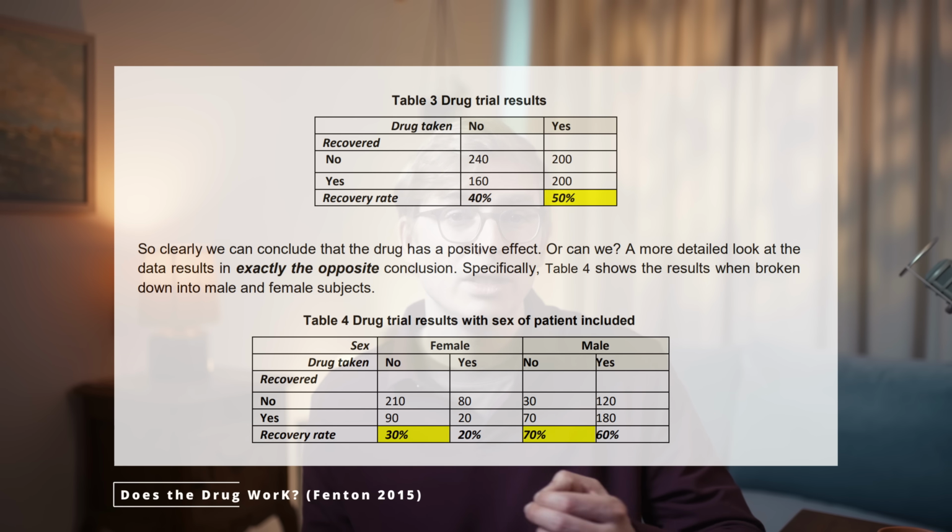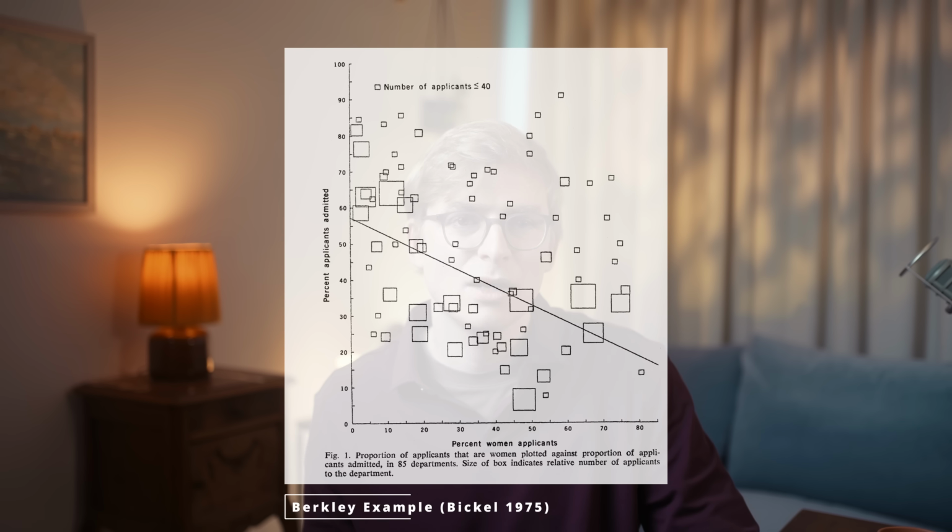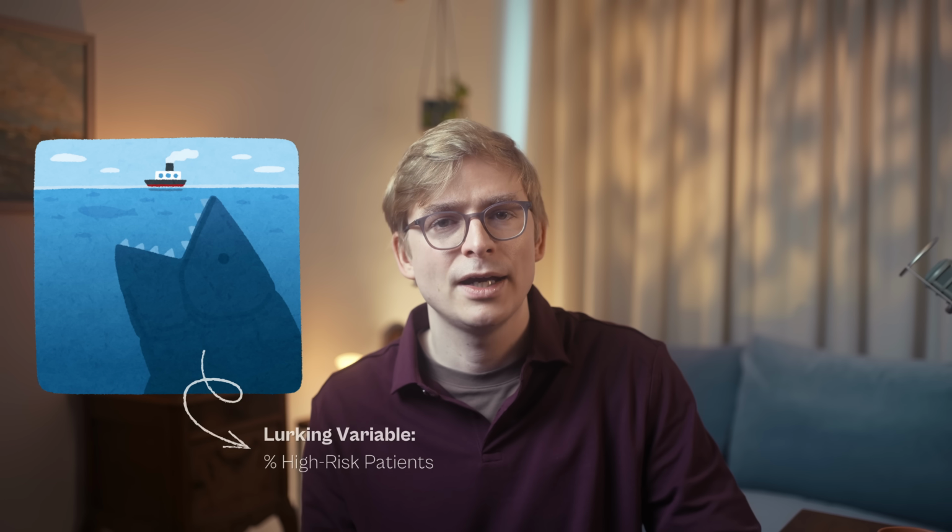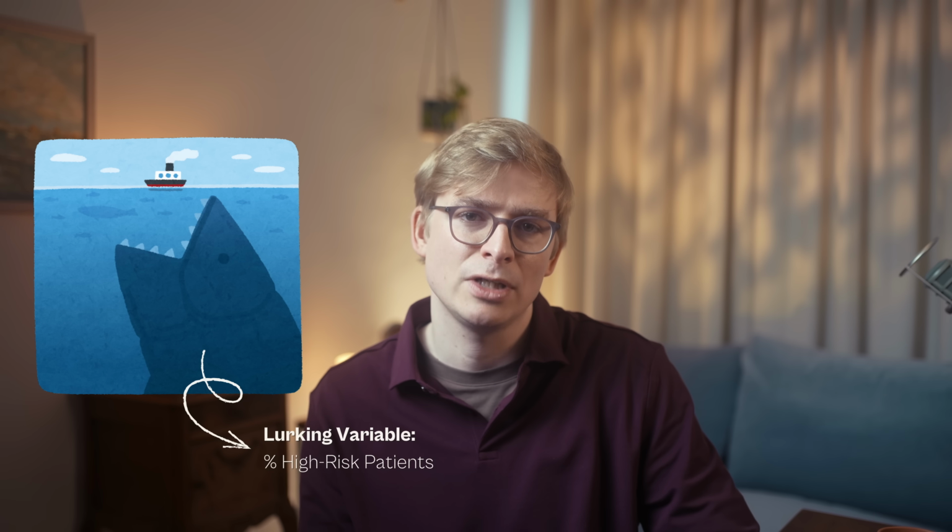You see it in clinical trial data where a treatment looks weaker overall but performs better once you account for disease severity or baseline risk. And you see it in university admissions, like the famous UC Berkeley case where the aggregate numbers told a completely different story than the departmental breakdowns. The problem is a lurking variable, a hidden factor that completely changes what the data is telling you. In our case, it's the proportion of high-risk versus low-risk patients each surgeon treats.